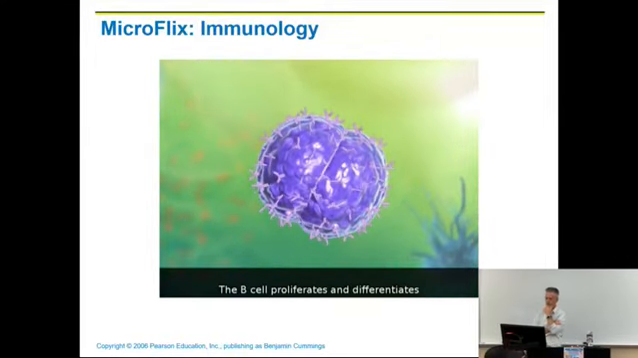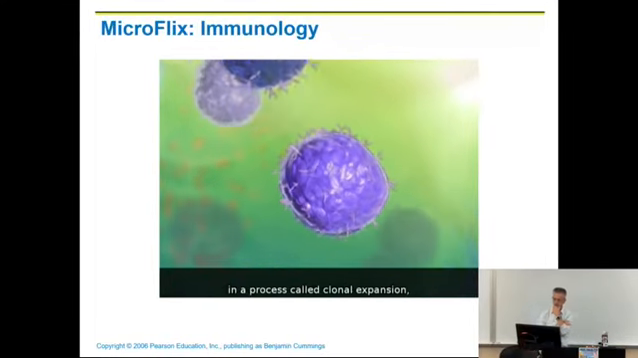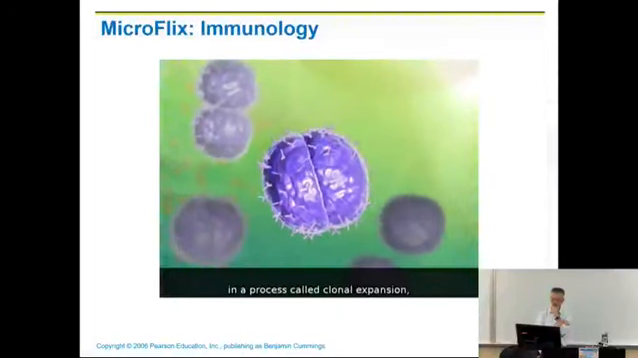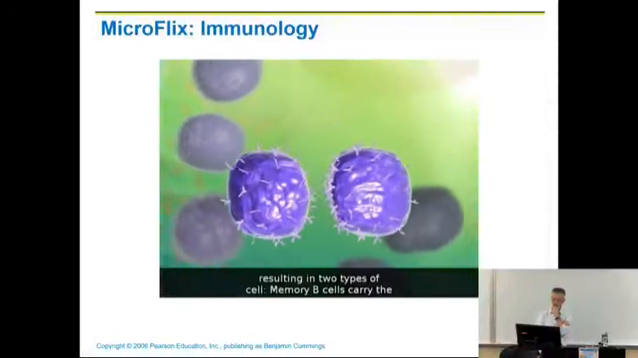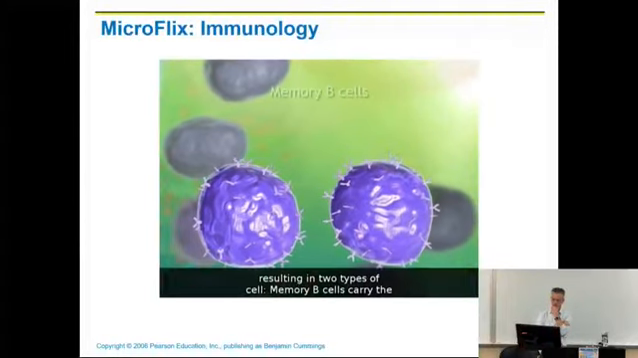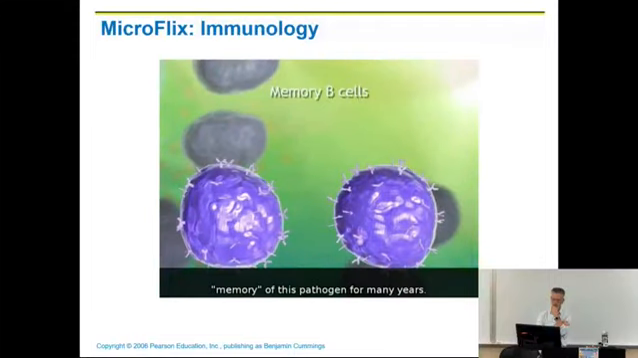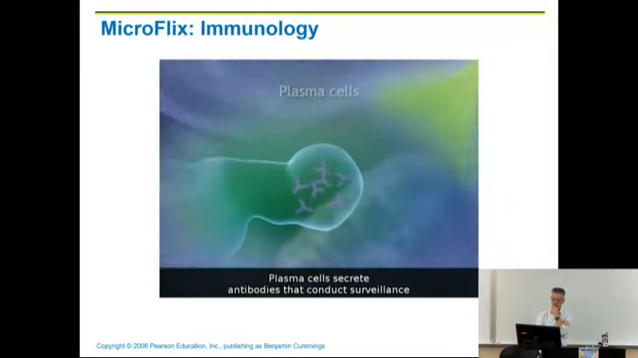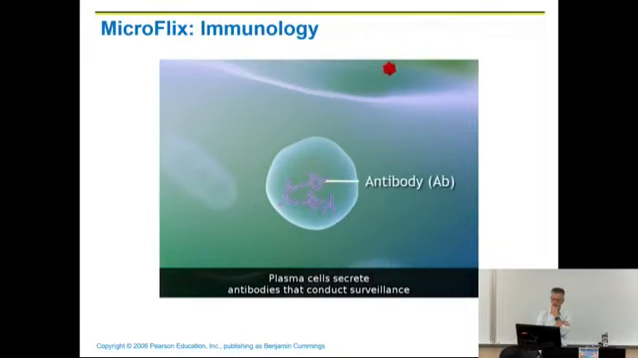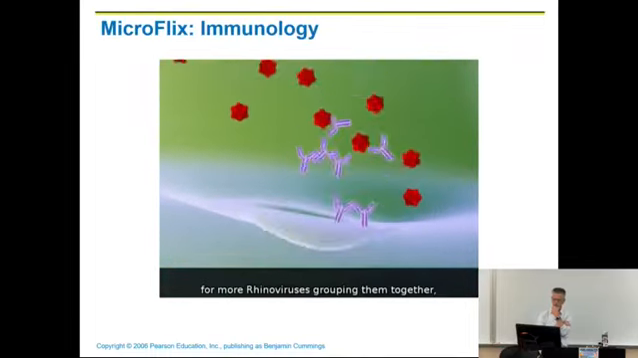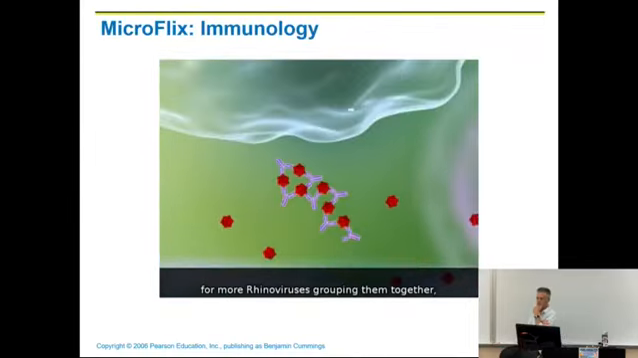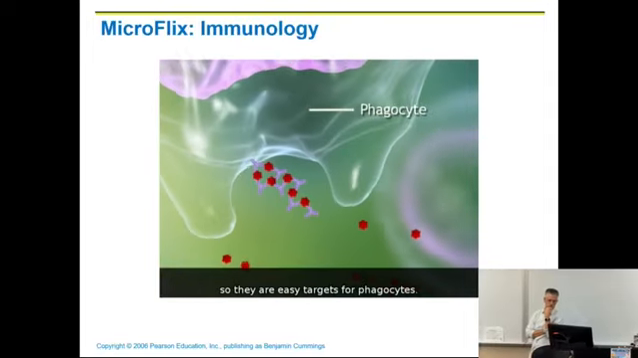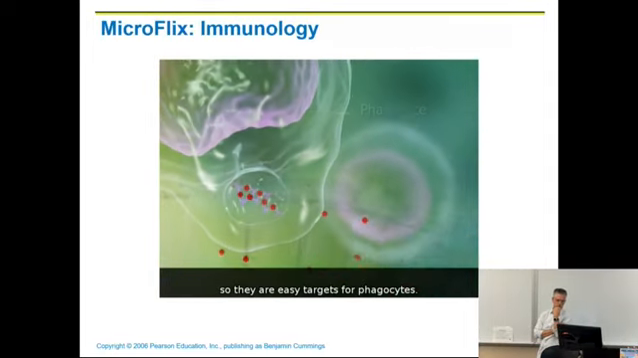The B cell proliferates and differentiates in a process called clonal expansion, resulting in two types of cell. Memory B cells carry the memory of this pathogen for many years. Plasma cells secrete antibodies that conduct surveillance for more rhinoviruses, grouping them together so they are easy targets for phagocytes.